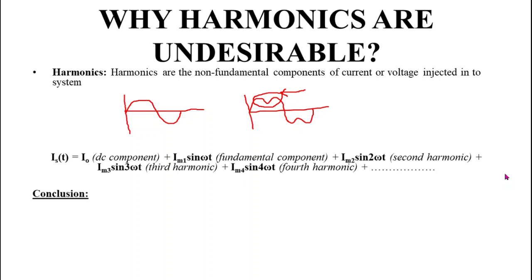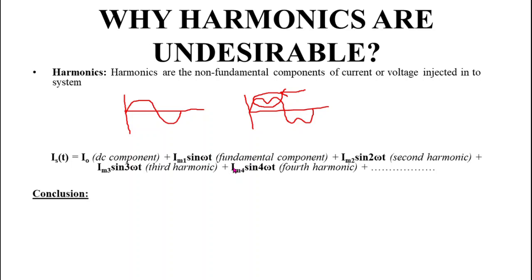In this representation, only the fundamental component is desirable, that is pure sinusoidal having frequency omega, and all the remaining components, that is this DC component and all these higher order harmonics, are undesirable components. Now, second harmonic component means it has angular frequency twice that of the fundamental component. Similarly, third harmonic component has frequency 3 times of this fundamental component.